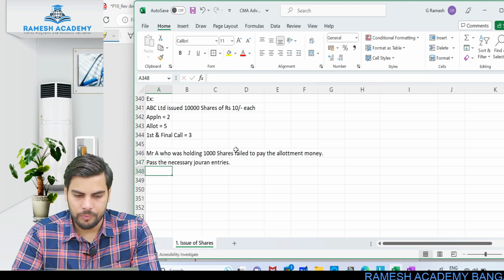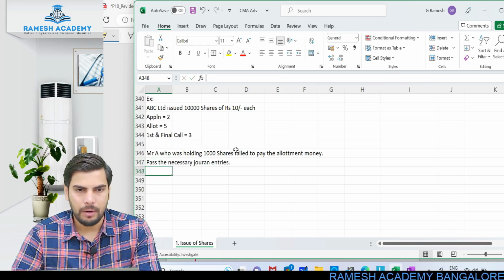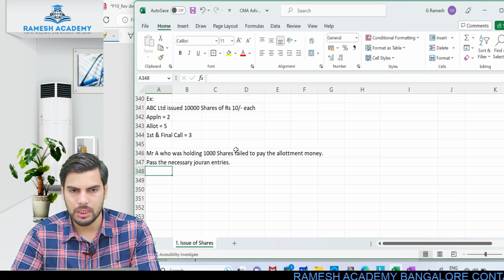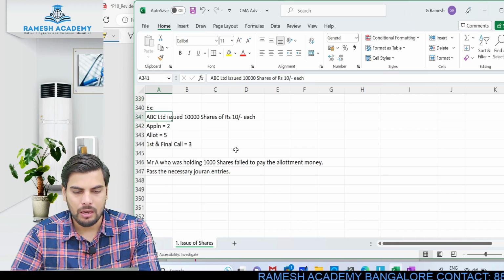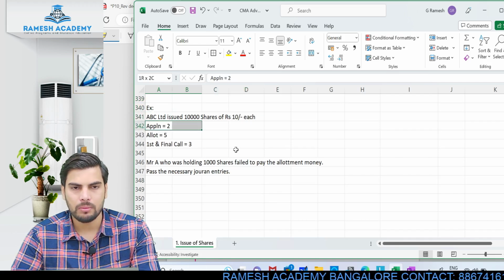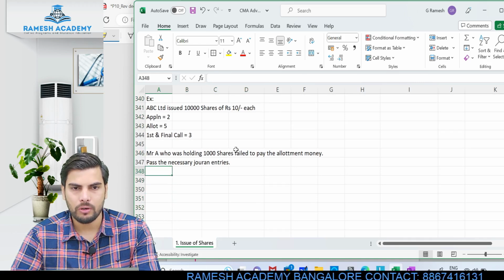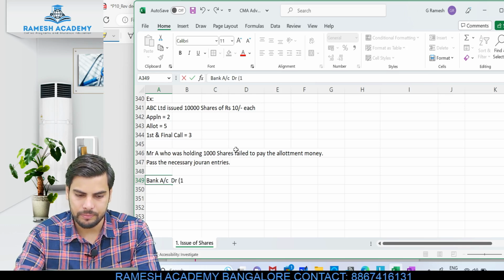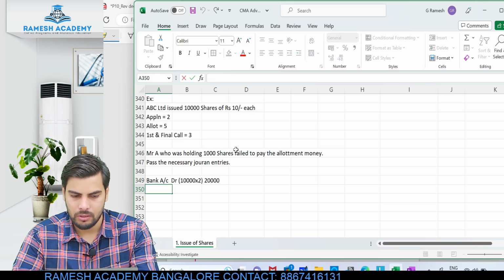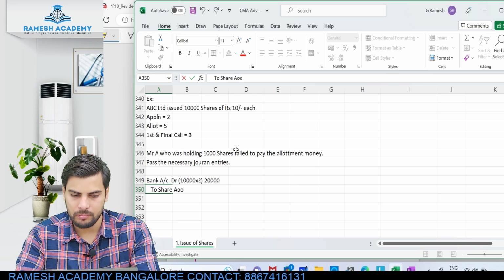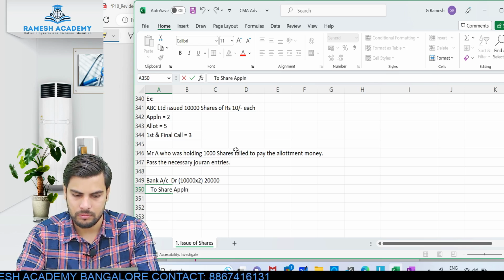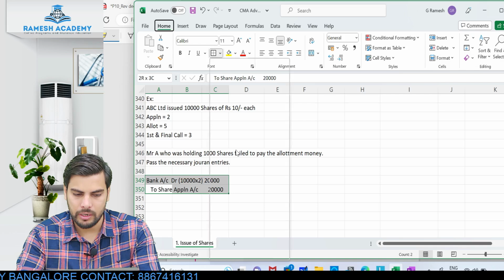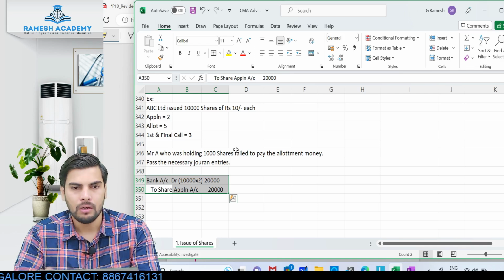Now let me tell you what entries we will be passing in this situation. First, the company is issuing 10,000 shares, and the application money is 2 rupees. You already know the journal entry for receipt of the application money, right? So what would be the first entry? Bank account debit, 10,000 shares into 2, this would be 20,000, to share application account. So bank account debit to share application account is your first journal entry.